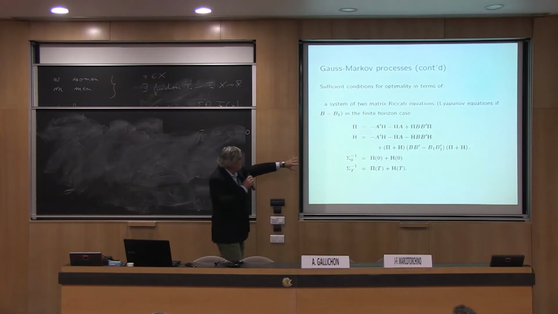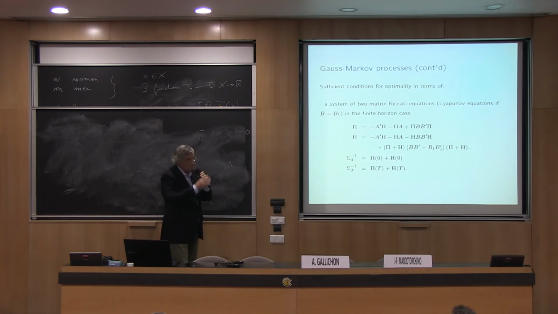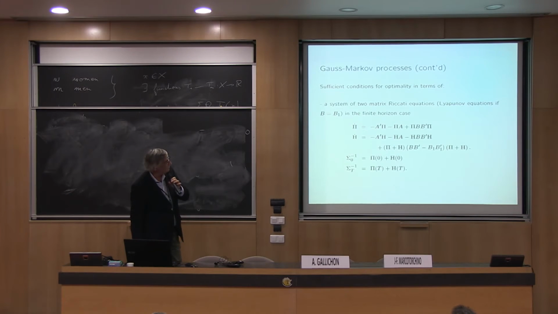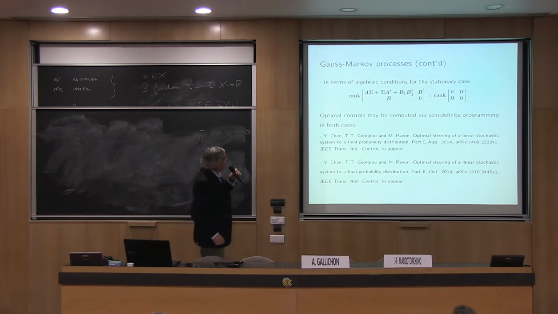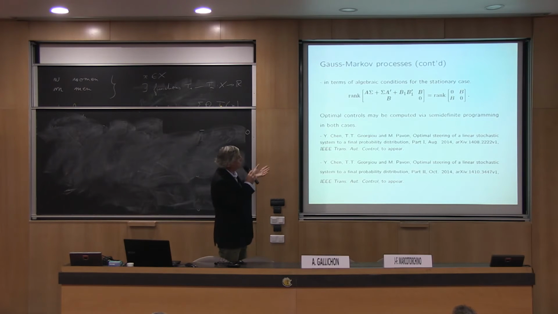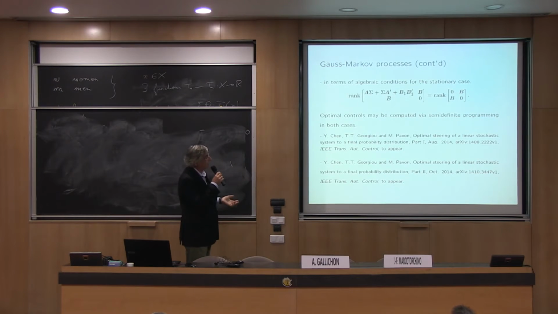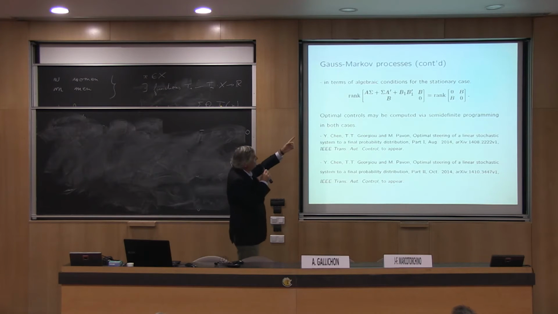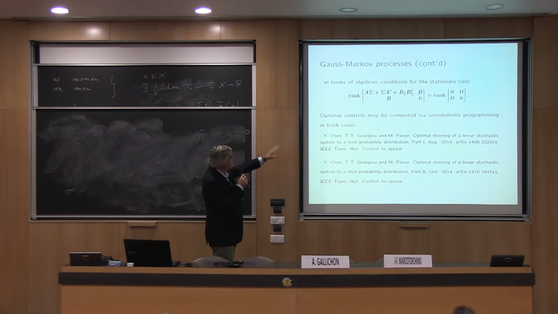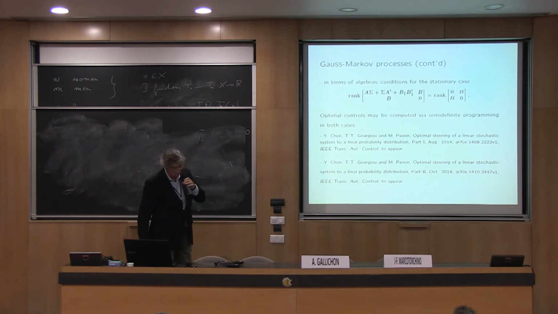So you have this sufficient condition. We have no idea about existence, uniqueness, and the integration also looks very challenging. In the asymptotic case, which is of course of major importance in engineering applications, we get an algebraic condition. This is in these two papers that will appear in the Transactions on Automatic Control.